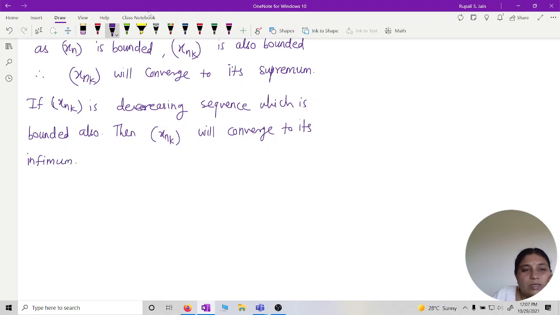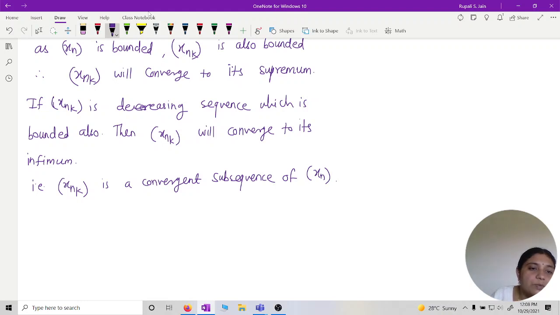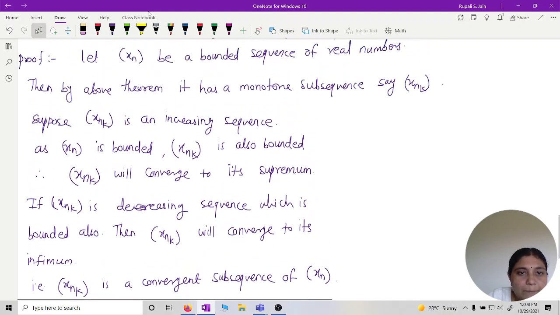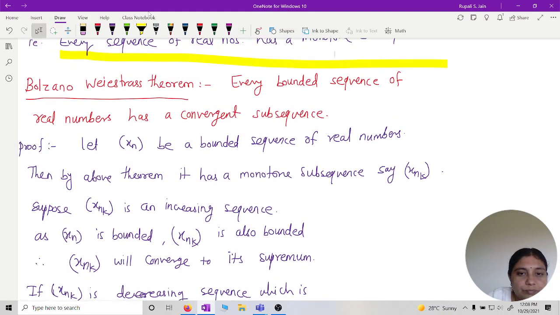So in either case, that monotone subsequence will converge. So x_{n_k} is a convergent subsequence. That is, in any case, x_{n_k} is a convergent subsequence of x_n, and which proves the theorem. Is it right? Are you getting the proof?